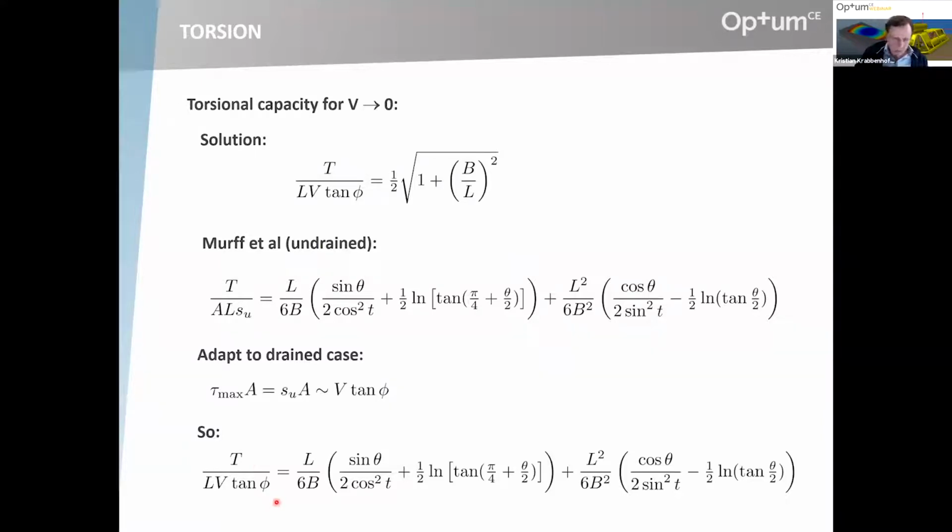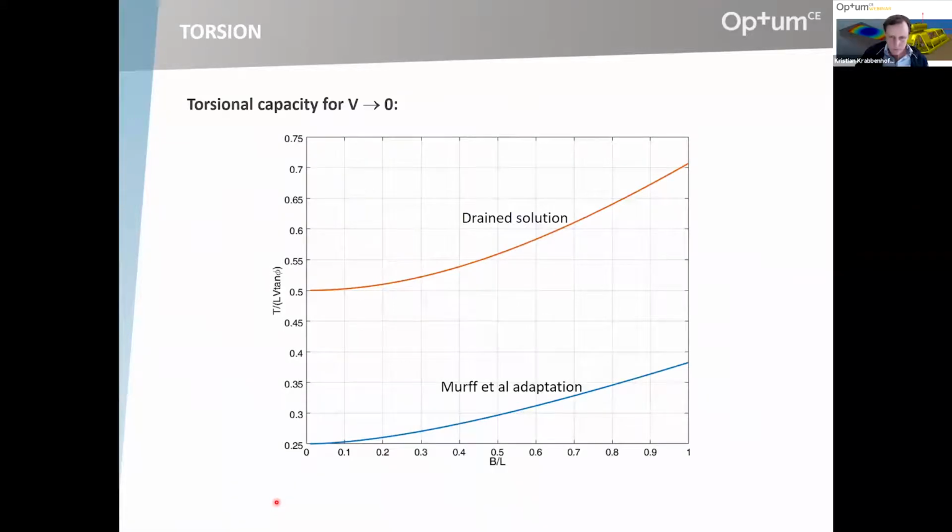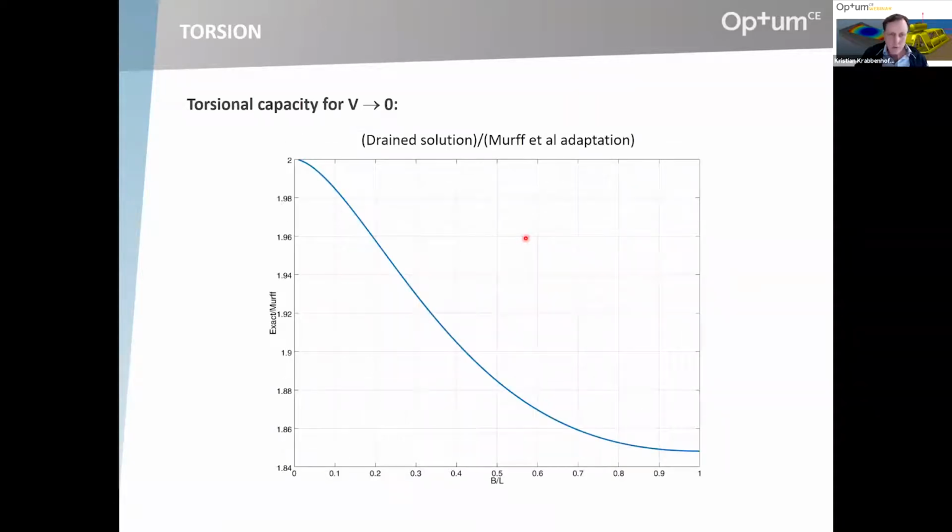It turns out, though, that there's quite some discrepancy between these two solutions. So this is the drained solution that I showed before, and then this Murff et al. adaptation, the drained adaptation from the undrained solution. And that is, if you look at it, more or less a factor of 2. It's actually not quite a factor of 2. Here's the ratio between the two. So it's a factor of 2 for the limiting case of a footing with a 0 width, but it's a little less than 2. So it's not just a factor of 2 that's at play here.